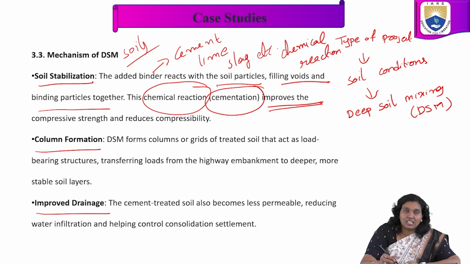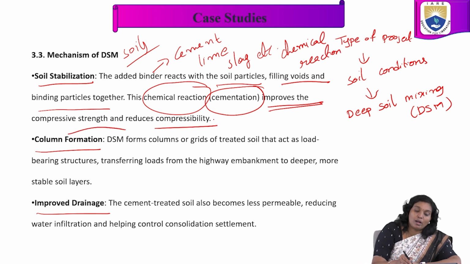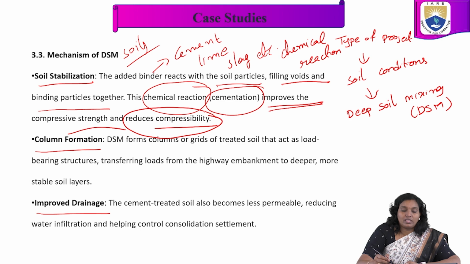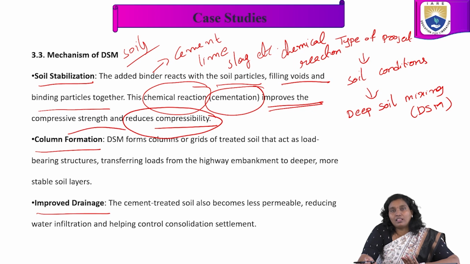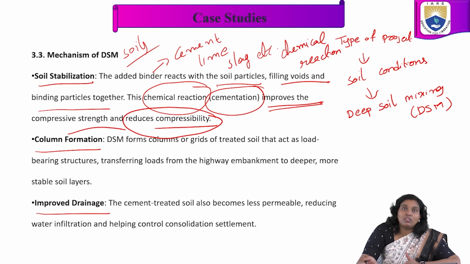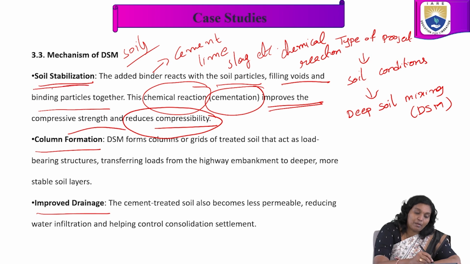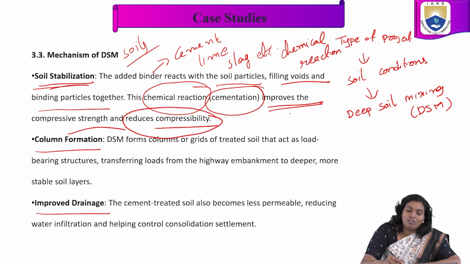Finally, the chemical reactions are helpful for improving the soil properties in terms of strength and also compressibility. The compression strength increases and the compressibility reduces. So the reduction in compressibility gives better soil properties, suitable for construction works. And this is one of the parameters we get whenever we choose these kinds of techniques for soft soils.